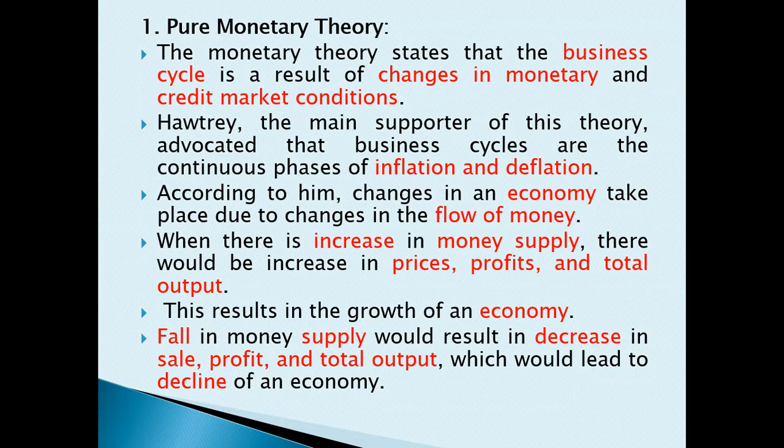Then, a fall in money supply. अगर money supply यानी capital supply का fall होता है, शॉर्टेज होता है, it will result in a decrease in sales. अगर कैपिटल कम हो गया तो मेरा सप्लाई कम हो जाएगा, सप्लाई कम हो जाएगा तो मेरा प्रॉफिट कम हो जाएगा एंड मेरा टोटल आउटपुट भी कम हो जाएगा. So it will lead to the decline in the economy.